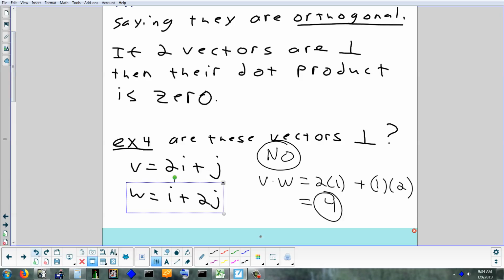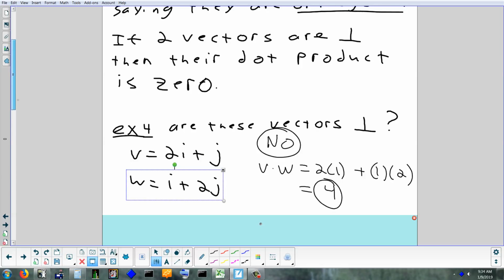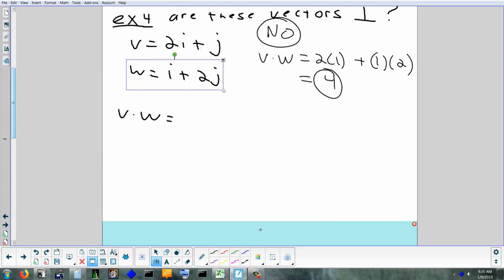It's actually even simpler. Just put a negative anywhere. If you make any one of those 4 numbers a negative, then you'd have 0. Doesn't matter which one. But the way they are now, no, they're not perpendicular. We already did that.